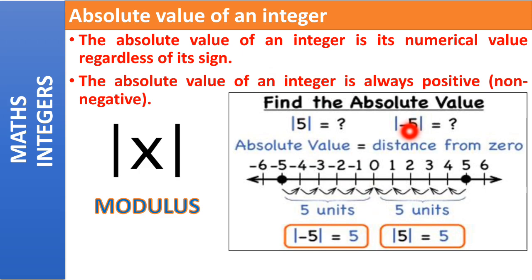And when it comes to minus 5, how far is minus 5 from 0? 1, 2, 3, 4 and 5 units. Even minus 5 is 5 units far from 0. So the absolute value of a number is always equal to its numerical value, regardless of its sign. So the absolute value of an integer is always positive. What are integers? Integers also include negative numbers, right? So here it is saying that even though we have negative numbers in integers, the absolute value is always positive, that is non-negative.